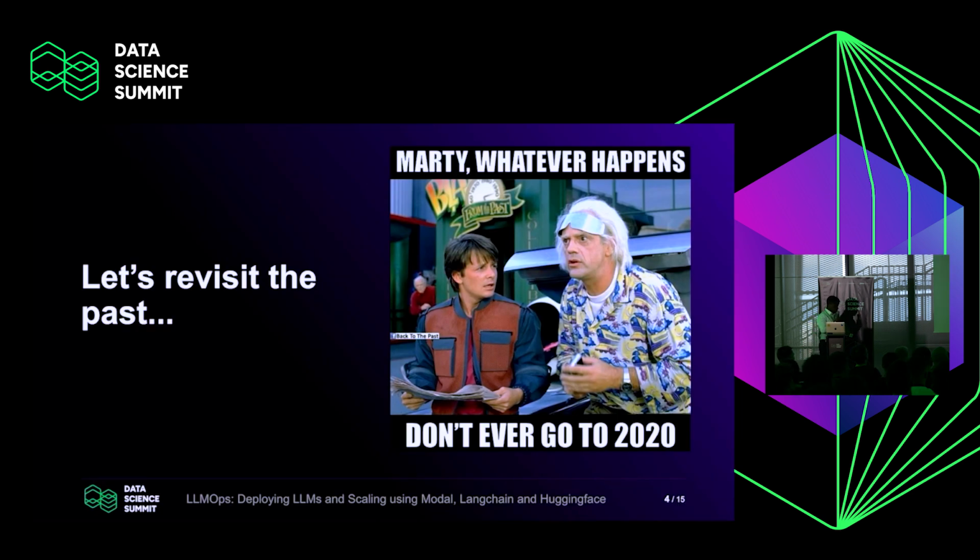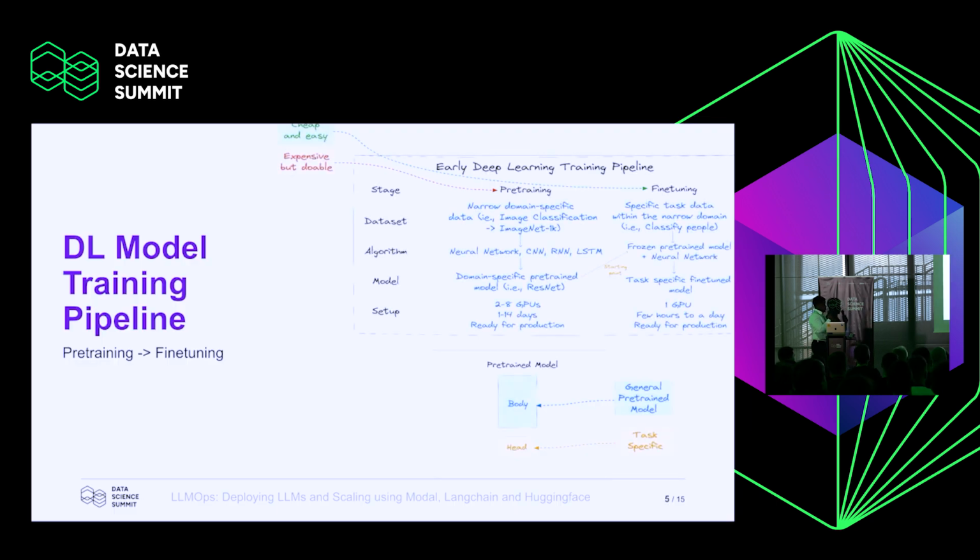With that said, before we can talk about the future and the present, we have to revisit the past. And it's a bit ugly, but we will be happy we did it. So back in the day, which now seems like it was yesterday, we had a deep learning training pipeline. In the early pipeline we had two stages, training and fine-tuning.